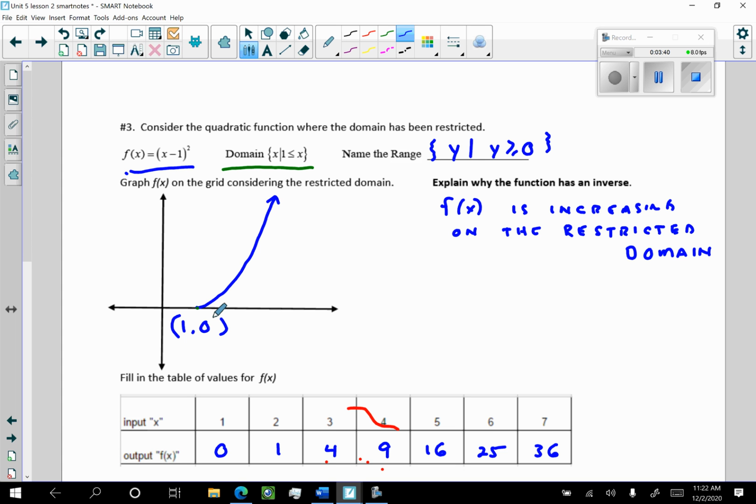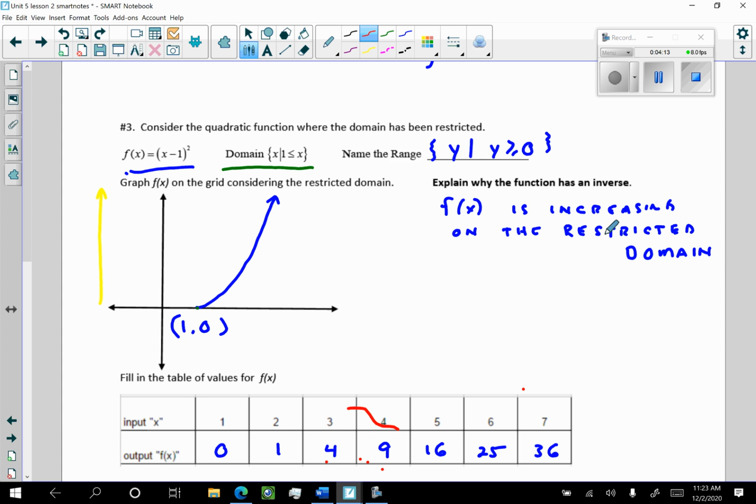And what's the range of that parabola? Now let me write that in. I would like that range in yellow. The range of that parabola is y is greater than or equal to 0. So the domain is x is greater than or equal to 1, and the range is y is greater than or equal to 0. And my first question about this: why does this function have an inverse?